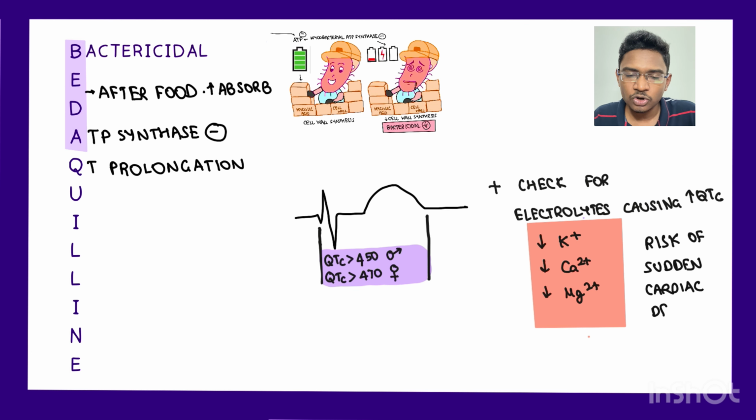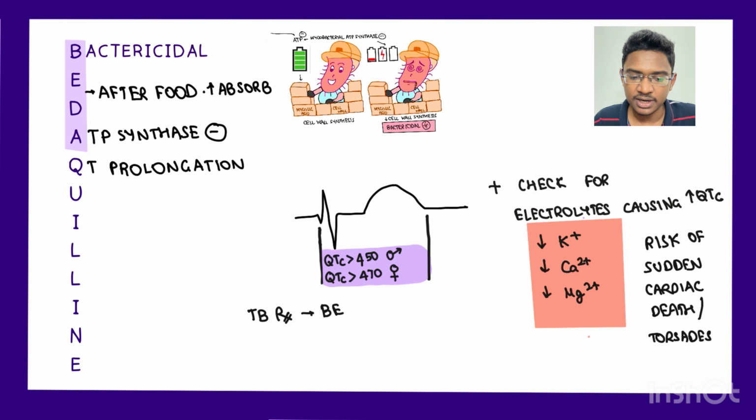So the electrolytes causing prolongation of QT interval, three things: potassium, calcium, magnesium, hypokalemia, hypocalcemia, hypomagnesemia. Along with this, if you give bedaquiline, they have high risk of sudden cardiac death. So only a baseline ECG is necessary with QT prolongation, QT interval calculated. Then along with it, check for the electrolytes also before starting a patient on bedaquiline.